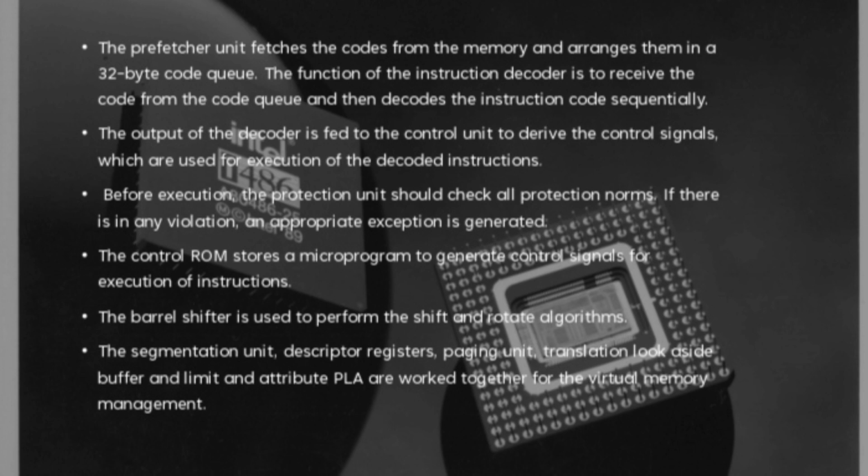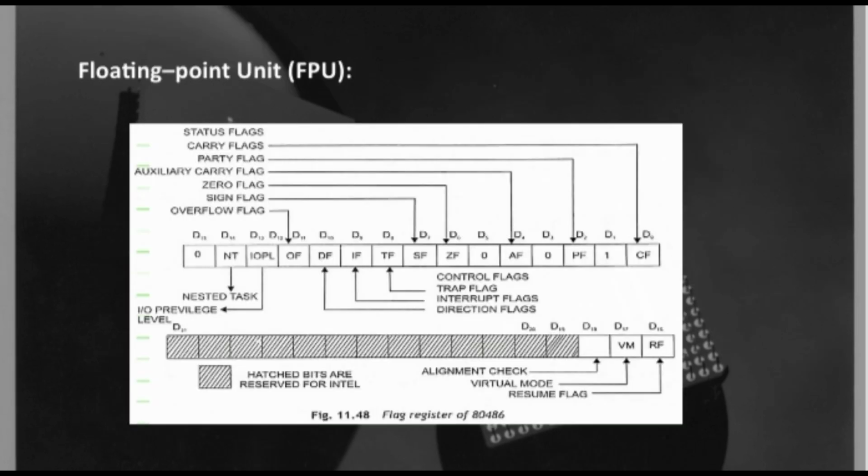The control ROM stores a microprogram to generate control signals for execution of instructions. The barrel shifter is used to perform the shift and rotate algorithms. The segmentation unit, descriptor register, paging unit, translation lookaside buffer, and limit and attribute PLA work together for the virtual memory management. Lastly, we are going to see about the floating point unit.